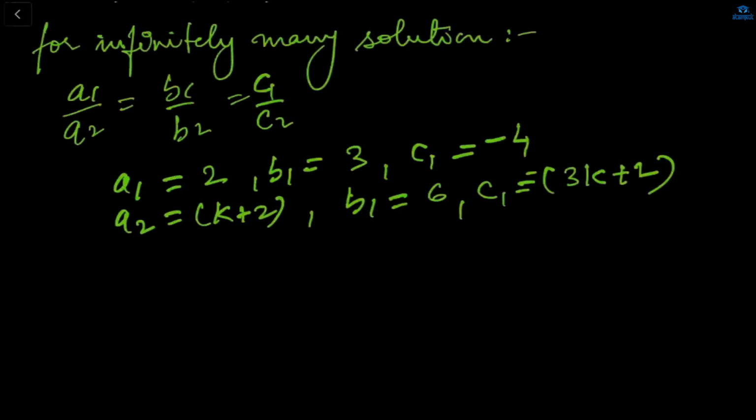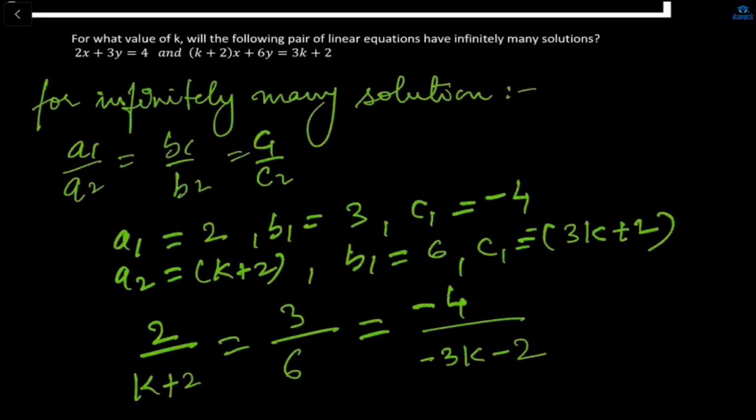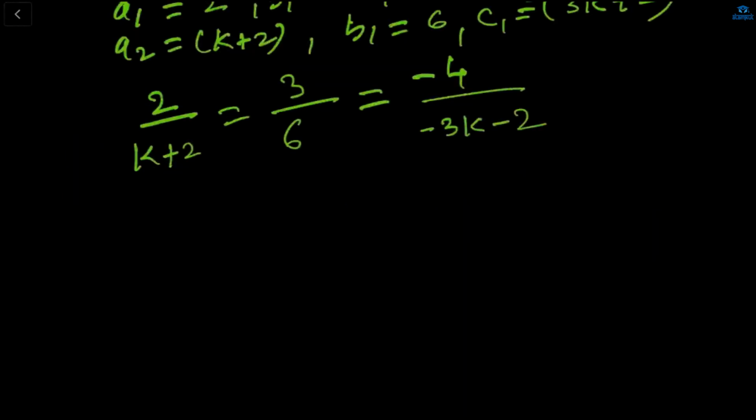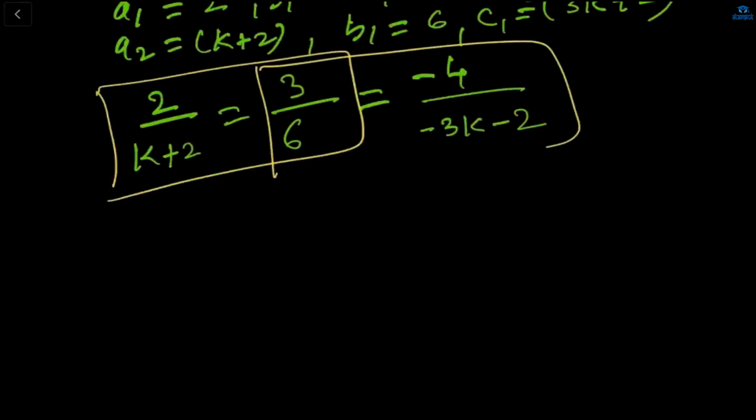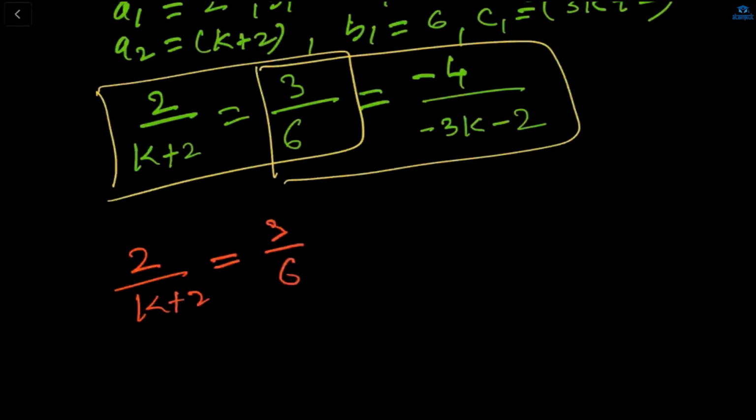Now, if you write everything in the equation, what will it be? 2 upon k plus 2 is equal to 3 by 6 is equal to -4 upon -3k minus 2. Okay. Now you can compare any two and find the value. Now I'm going to compare the values and find out, that is 2 upon k plus 2 equals 3 by 6, which implies that k plus 2 will be 6 by 3.